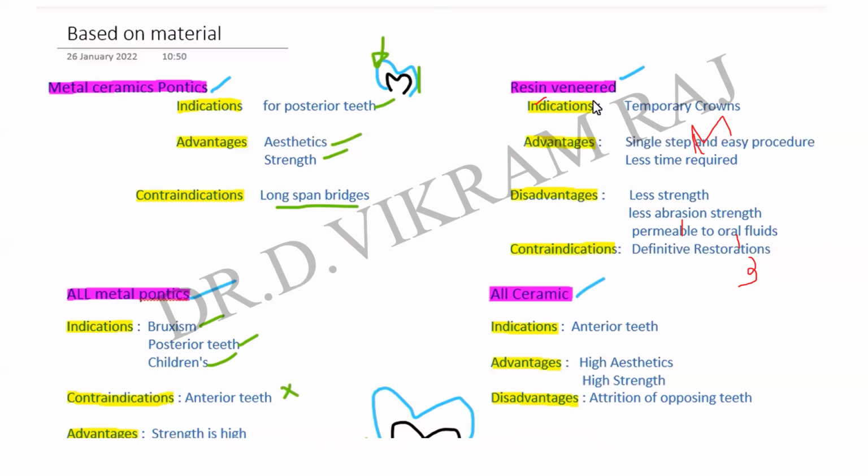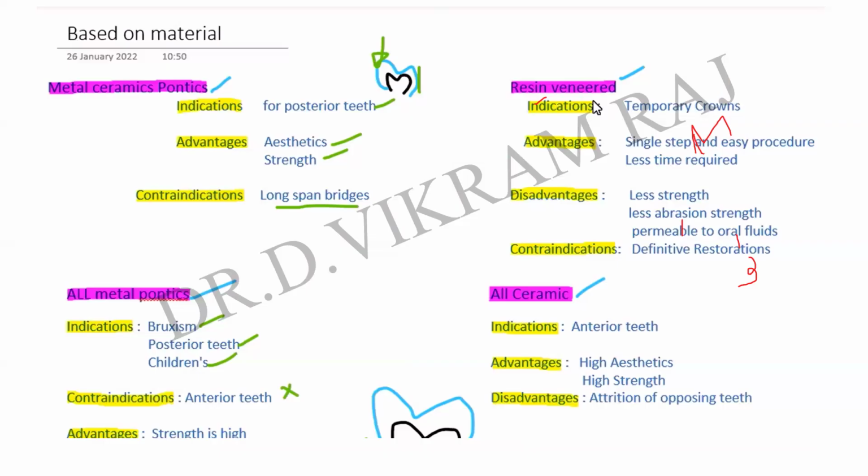Resin veneered pontics are the ones where the indication is temporary crowns. The advantages are a single step, easy procedure, and less time required. The disadvantages are less strength and less abrasion strength, and the contraindication is that they are not definitive restorations. They are indicated when a child is growing. Suppose a child of about 14 years has got a fracture, then we will be indicating resin veneered crowns. Once the patient reaches adult age, then we will replace them with permanent crowns, that is either metal ceramic, all metal, or all ceramic crowns. All ceramic crowns are very expensive, and very money earning also for you all.